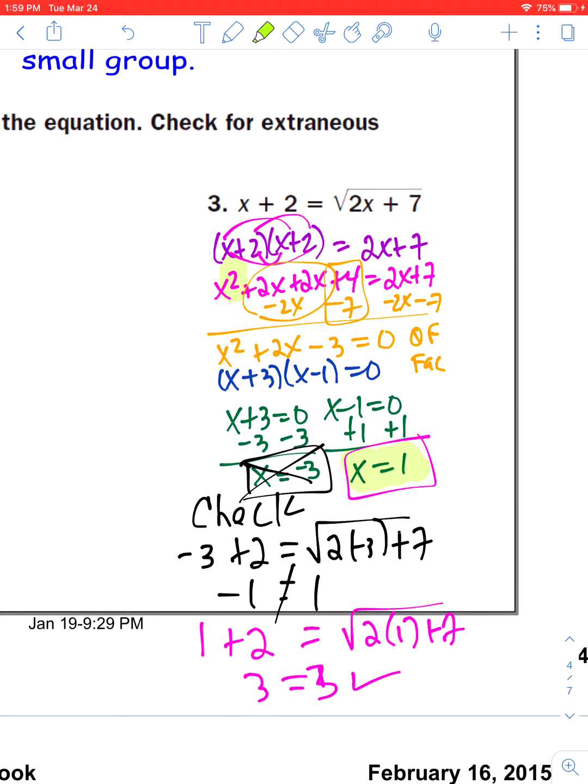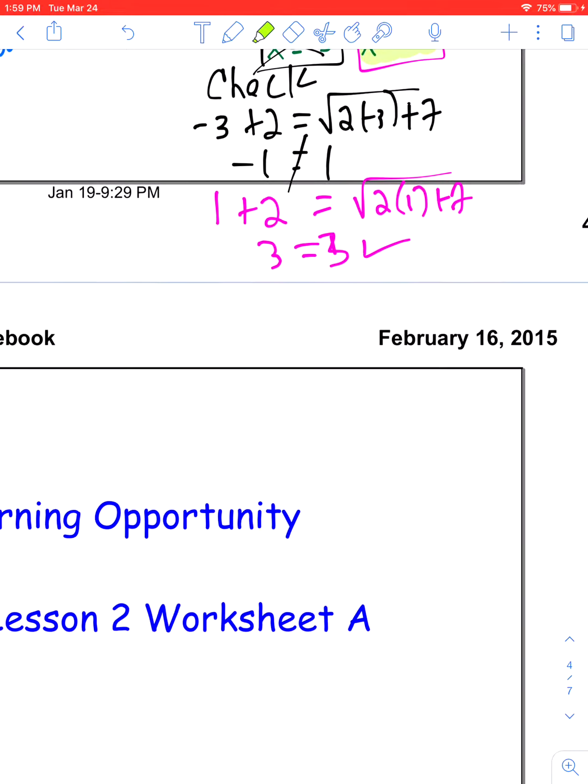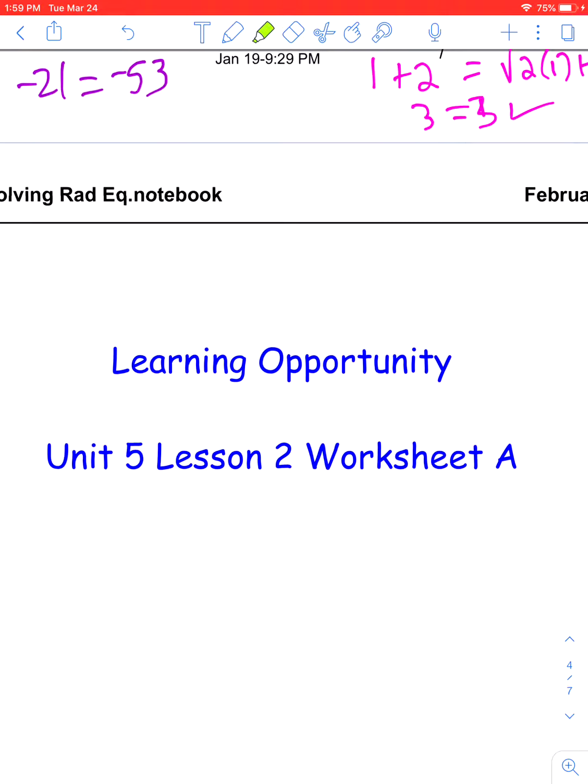Friends, you did it. You made it through. So your learning opportunity, I have a missed number in there. It's going to say Unit 6. My apologies. And that should be in an assignment post on Google Classroom. And this is your work for Wednesday through Friday of this week.